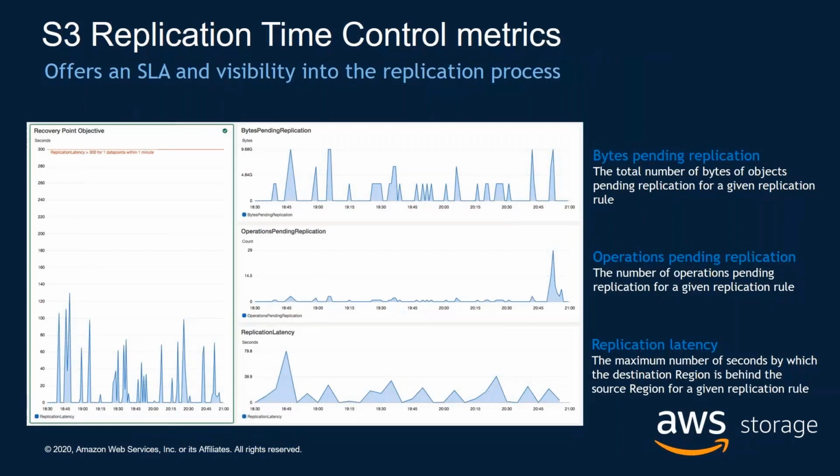On this slide, we can see example graphs for all 3 metrics. You can filter these metrics at a replication rule level. It's good to note that operations pending replication will include replication of ACL and tags. These are 0-byte operations. So if you, for example, have one object tag that is pending replication, you will see 1 operation pending replication and 0 bytes pending replication.